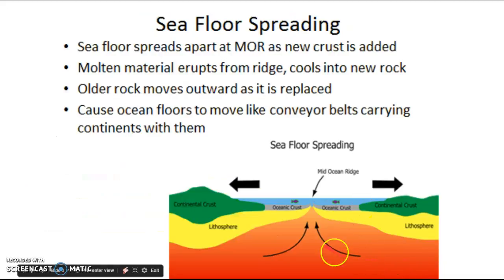All right, so this is just a diagram of how it happens. You can see the magma coming up, new oceanic crust would be created, and you get this kind of conveyor belt moving the land along.